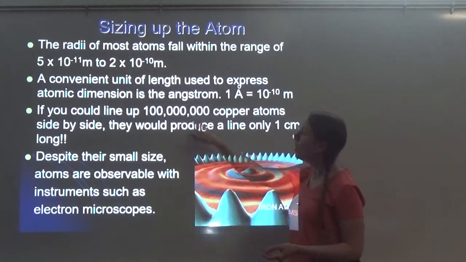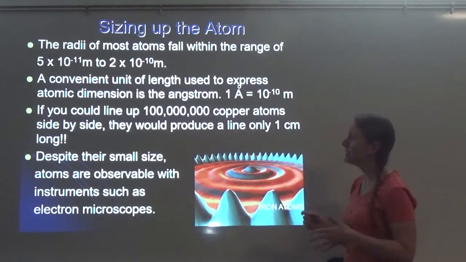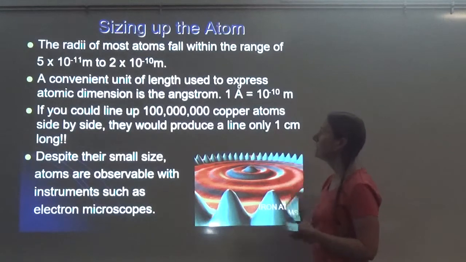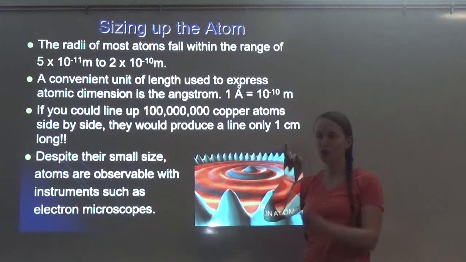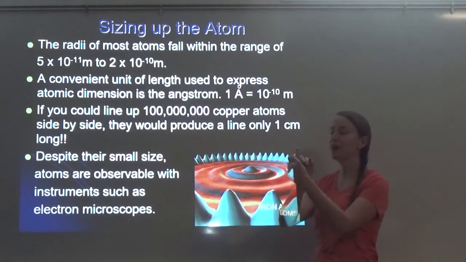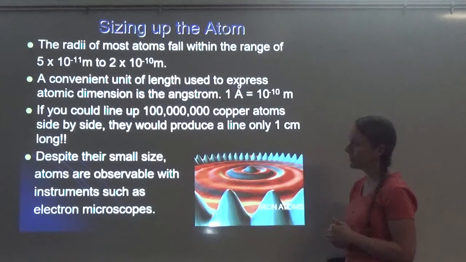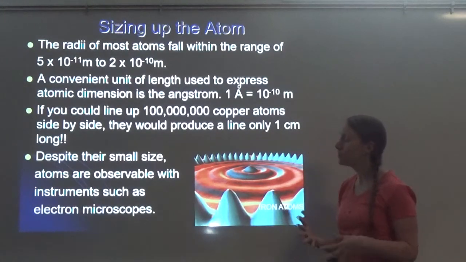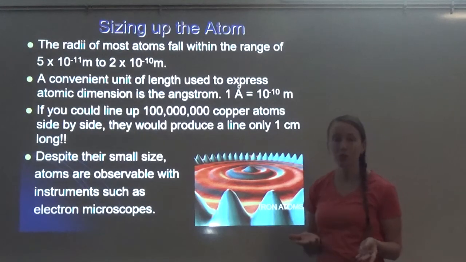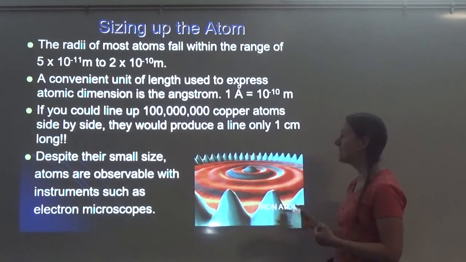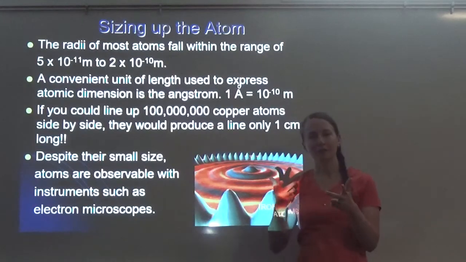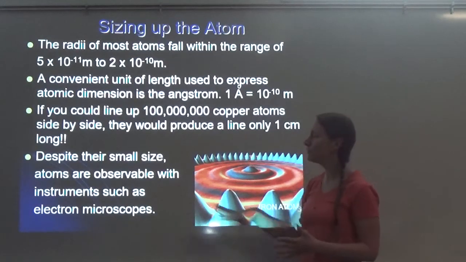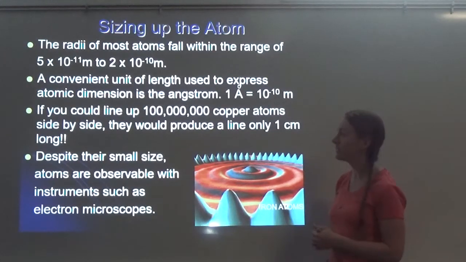If you could line up 100 million copper atoms side by side, they would produce a line only about a centimeter long. If you don't know what a centimeter is, it's about the width of your pinky. So 100 million copper atoms can fit across the width of my pinky. Despite their small size, they are observable with instruments such as electron microscopes and scanning tunneling microscopes, but a lot of times you still get some sort of computer readout. It's not like a normal microscope where you just look in one end and see the other, but of course they're getting closer and closer to having better microscopes like that, where we can actually just look at the atom itself.